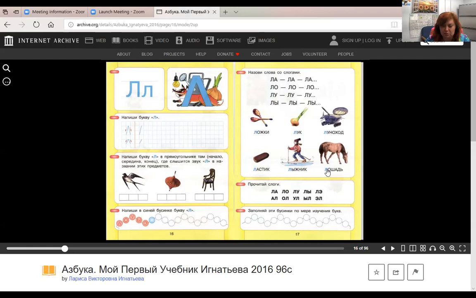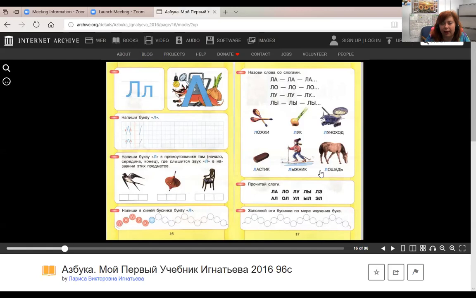Need to distinguish this word from the word ложки. Ложка means spoon. Лошадь is horse. Two different words. And now we can try to read a syllable actually, or several syllables.